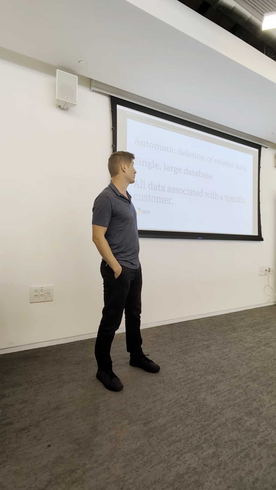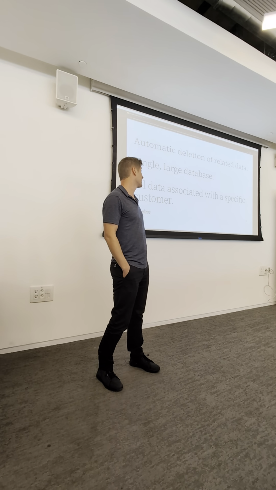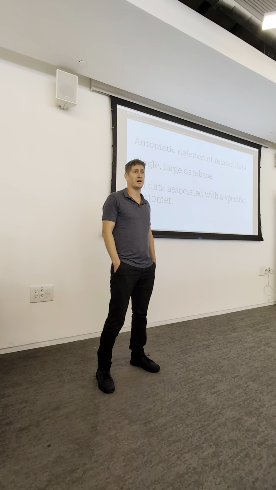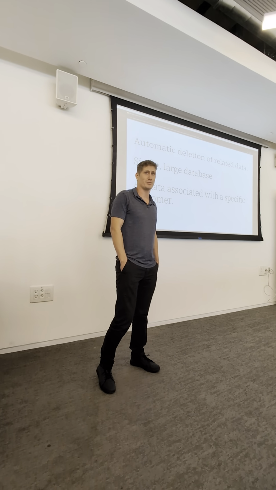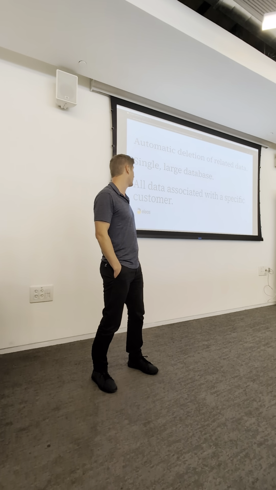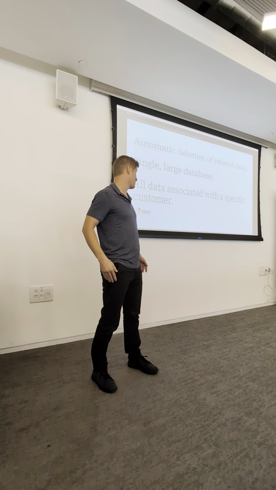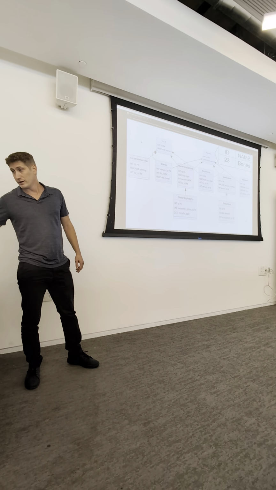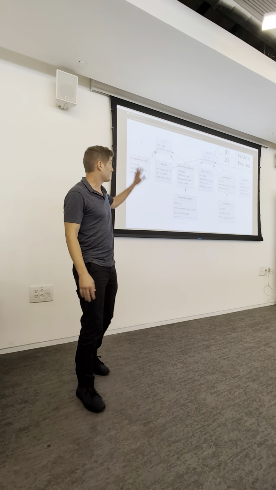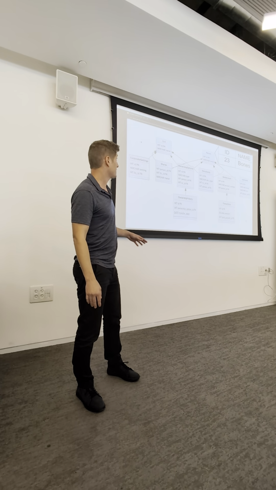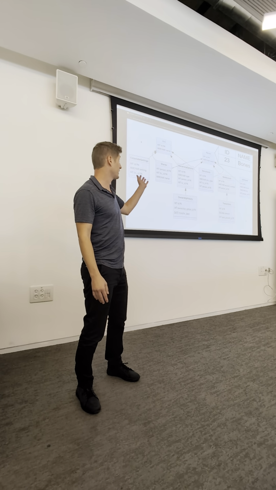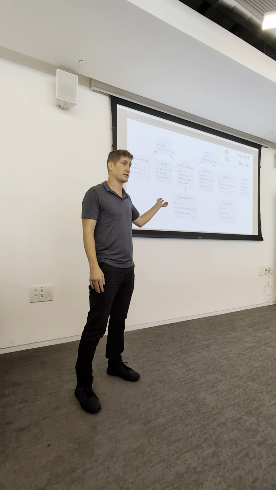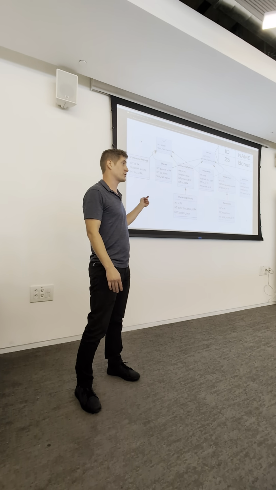So I would like to have automatic discovery on a single large database, and by large, I mean startup large, not enterprise large, so a big database but not an enterprise one, with all data associated with a specific customer. To illustrate, here is an example of a database. Once a person is leaving, we would like to find all of the information that relates to this person and then delete this information from the database.